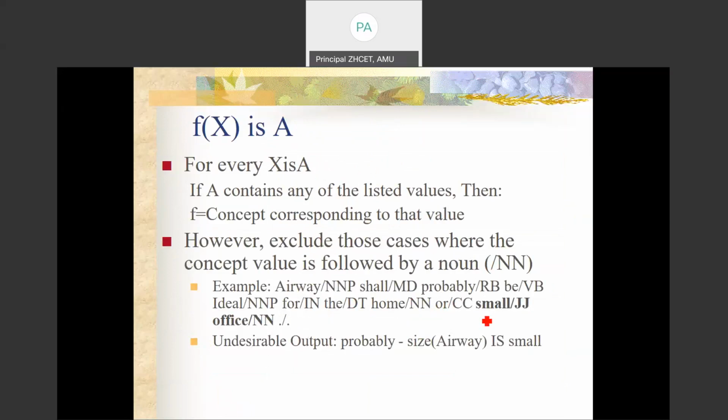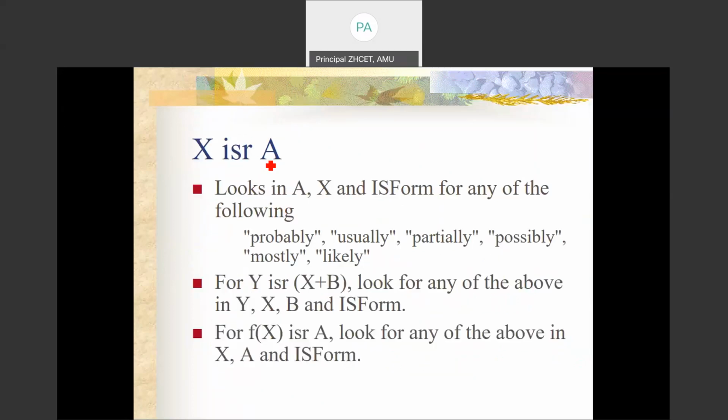I do the part of speech tagging. Undesirable output, probably: size of airway is small. I don't want to keep this output, so this is an undesirable or incorrect output. I can never assure 100% accuracy in any natural language processing task. So there may be some outliers anyway, but we have to minimize the outliers. That is our goal.